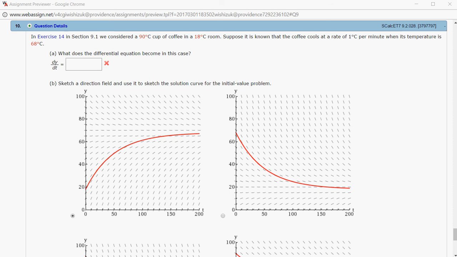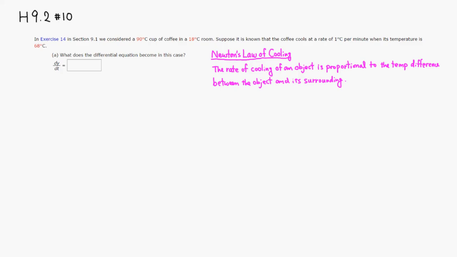Alright, let's look at homework 9.2, problem number 10. This is a cooling of a coffee problem. One piece of knowledge you need is Newton's law of cooling, which states that the rate of cooling of an object is proportional to the temperature difference between the object and its surroundings.